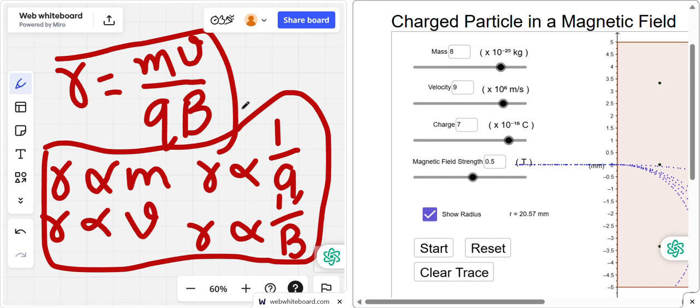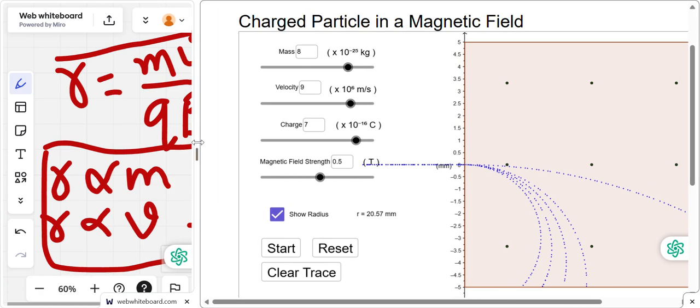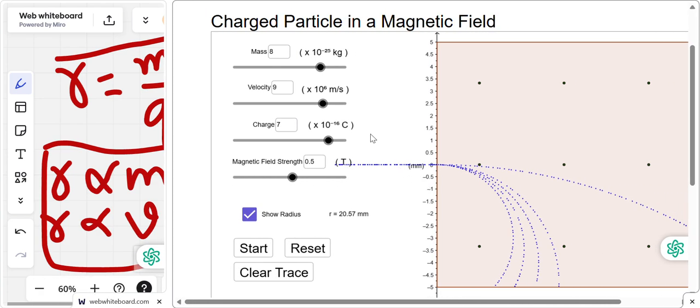Radius equals mv by qB. And we see that the motion of the charged particle in a magnetic field is circular. Thank you.